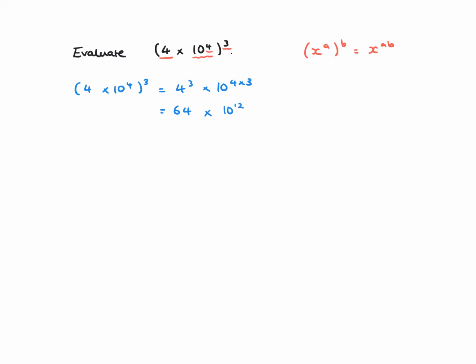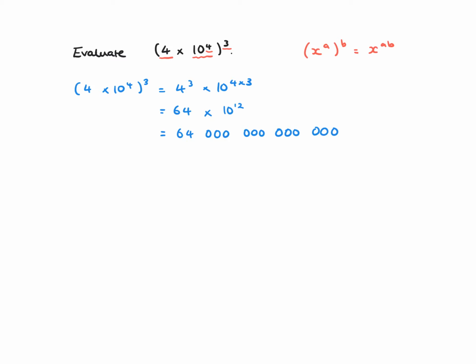And of course, to multiply by 10 to the power of 12, we multiply it by 10 12 times. Essentially, we move all the digits in the number 64 to the left 12 spaces. And when we do, we get this rather nasty looking number, which we can read as 64 million million.